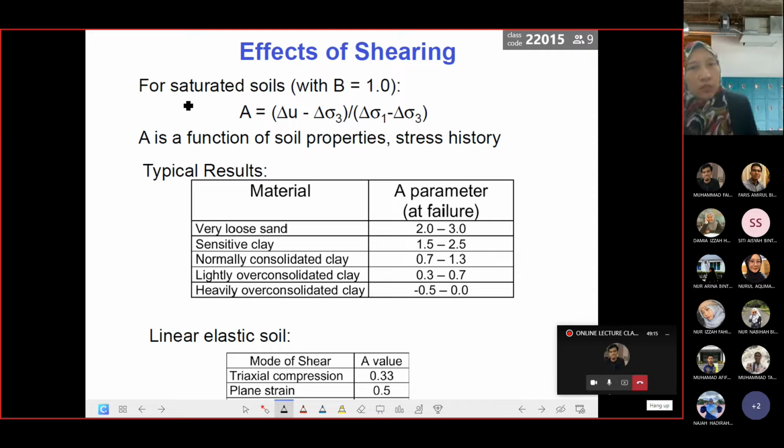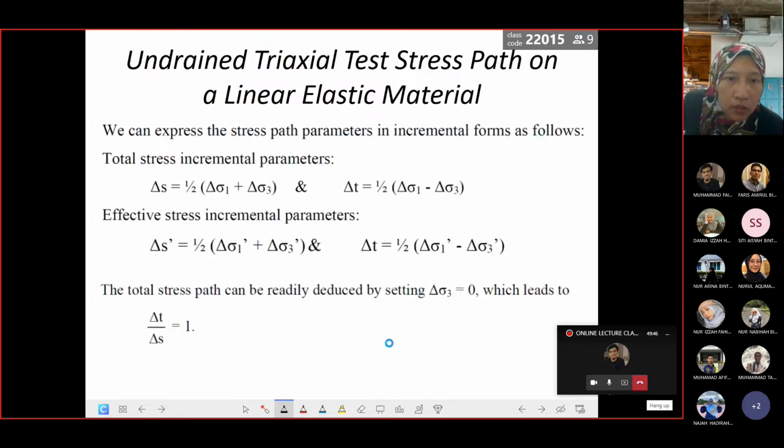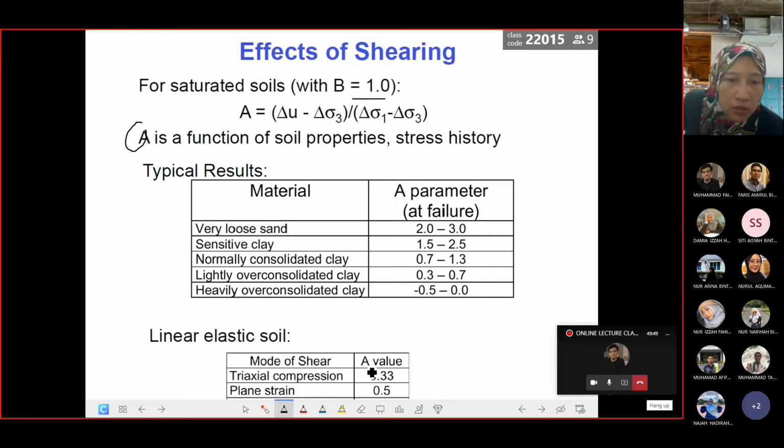Actually, to calculate B and also A for saturated soil, we can see that B is equal to 1, and then A is delta U minus delta sigma 3 divided by delta sigma 1 minus delta sigma 3. So what is A? A is a function of soil properties or stress history. So sometimes the typical value of A is given here with the assumption B equals 1. But somehow B can also change depending on the conditions. If you have linear elastic soil, A we can take from this value. Triaxial compression is 0.33 and plane strain is 0.5.